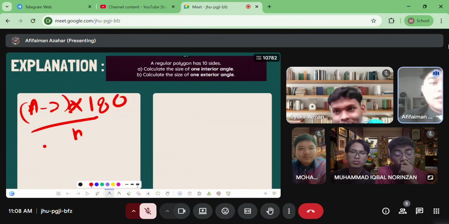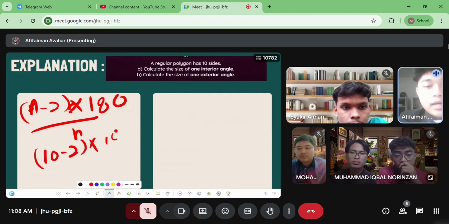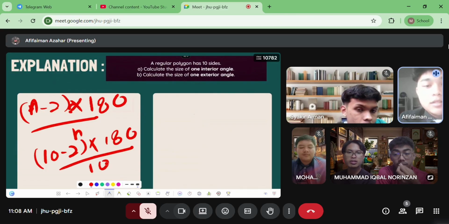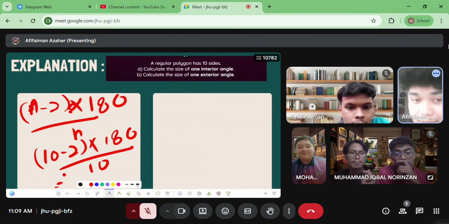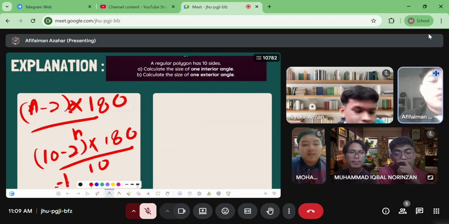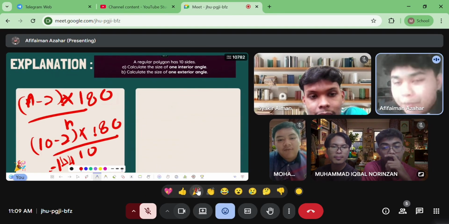All right. So just now it is a 10-sided shape. So 10 minus 2, times 180, divided by 10. So the answer is... Shaki, can you calculate? 144, sir. 144 is a great answer. So I hope Shaki can pay a lot of attention.